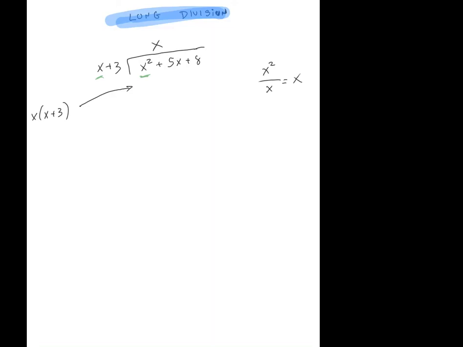Let's note also the steps. This was first, this was second, this was third. What do we get when we multiply those? Should be x squared plus 3x. Now we're going to subtract that. All right, that's what our fourth step looks like. And then our fifth step is whatever we're left with.